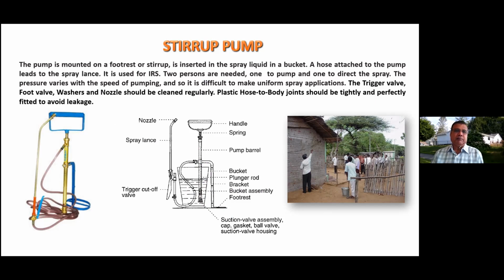The pressure varies with the speed of pumping. Initially, when the pump man pumps faster, there will be high pressure, and if he gets tired, the pressure will come down. So it is difficult to maintain uniform application. The trigger valve, foot valve, this is a foot valve, this is a trigger valve, washer, nozzle should be cleaned regularly. Plastic hose to body joints, these are hose to body joints, should be tightly and perfectly fitted to avoid leakage. Any leakage in these pumps, you will be losing your insecticide.